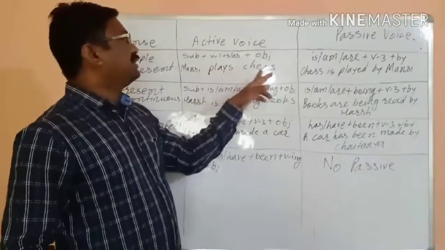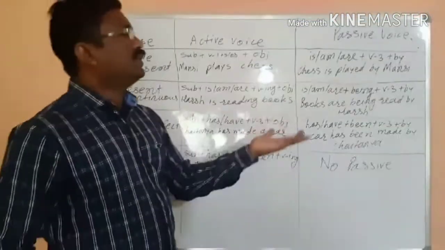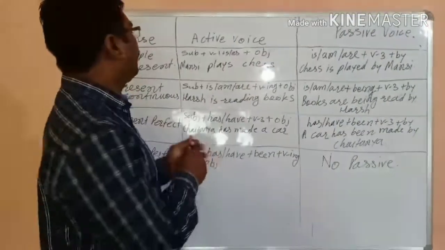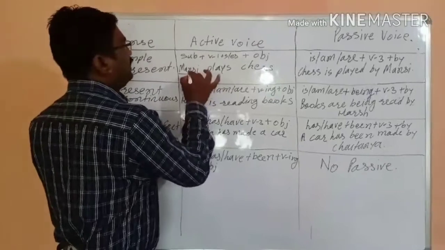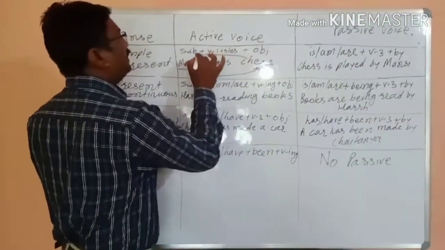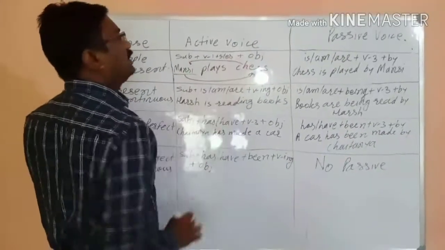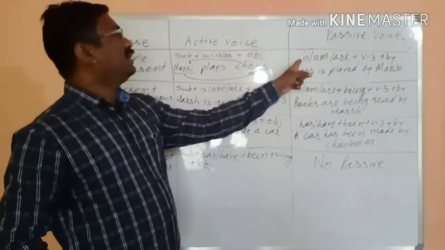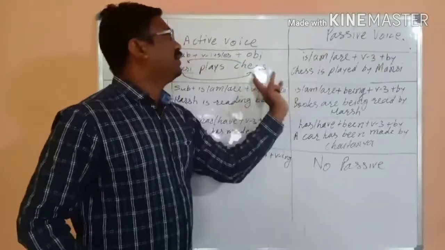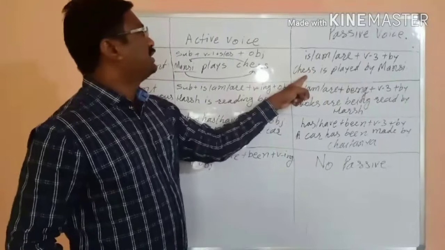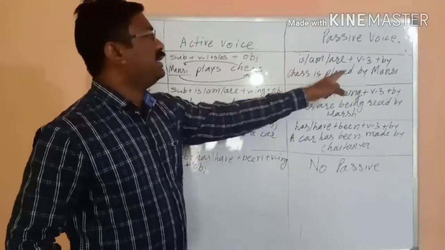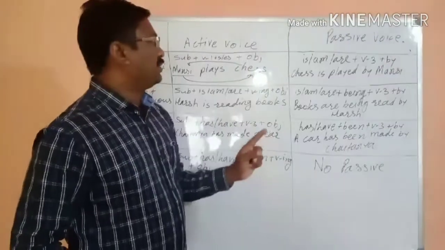Mansi plays chess, and in passive voice, how is it going to change? Here the subject becomes the object. As I already told you, Mansi goes to this place and chess comes to this place in passive voice. In passive voice, it is is or are plus V3 plus by. You will put Mansi there again. Chess comes here in the place of the subject. Chess is being played by Mansi.